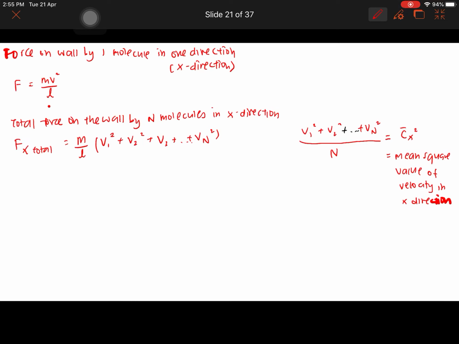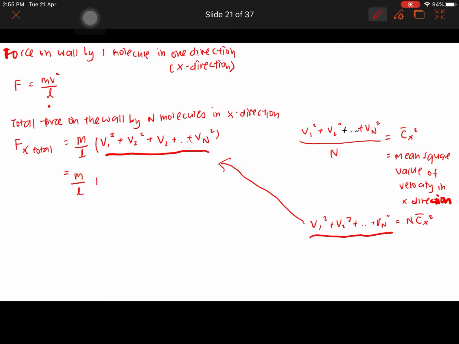Now, do you notice that if I bring my divide by n over, I get v1 square plus v2 square plus all the way until vn square equals n cx square. The left hand side here is the same as this part here, so I'm going to substitute that inside. So I get m over L times n cx square. Now, this is the total force on the wall by n number of molecules in the x direction.